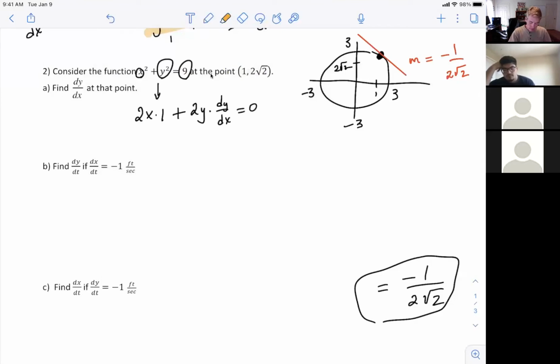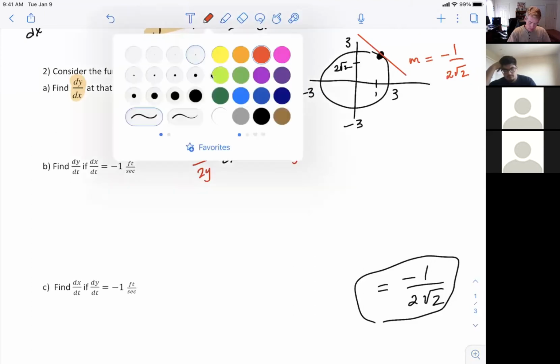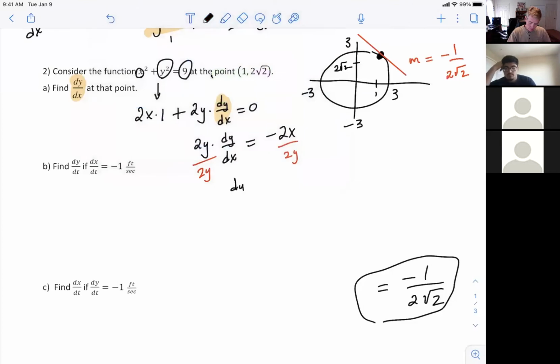Okay, so then I was supposed to find dy dx, so I need to do the algebra to solve for dy dx. I will leave 2y and dy dx on one side, and then just subtract the 2x from both sides. And then I could divide by 2y on both sides. And the 2's will cancel. So the derivative is negative x over y.